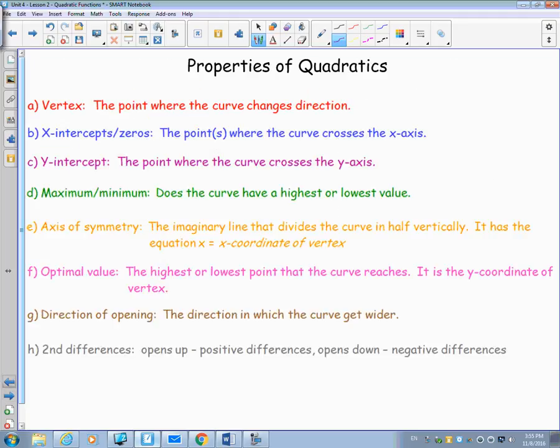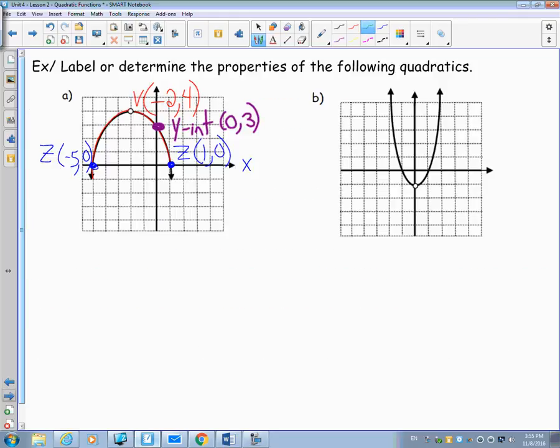Okay, letter D. Letter D is a word, a maximum or a minimum. The question we ask ourselves is, does this graph have a highest or lowest value? Well, if I look at the graph, it's going up and up and up until I get to the vertex and then back down again, I think of this as having a maximum. The graph is going to keep going down and down forever. It never reaches a minimum. But at some point, at the vertex in particular, I reach the maximum point.